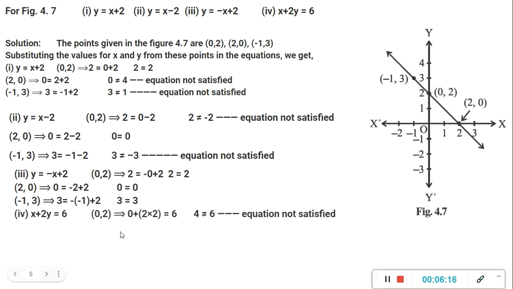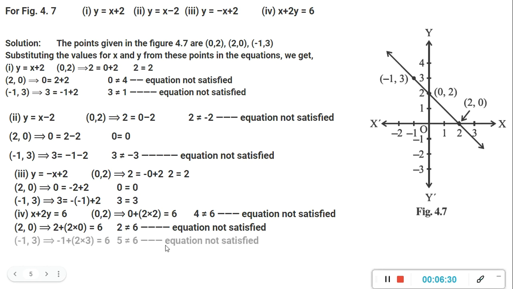Now let's see whether the fourth one is applicable or not. Fourth one, first case, on the right side we are getting 6 and on the left side we are getting 4. So it is not satisfying. In the second case, (2, 0), on the left side we are getting 2 and on the right side we are getting 6. So this is also not applicable. And the third, (-1, 3), is also not satisfied.